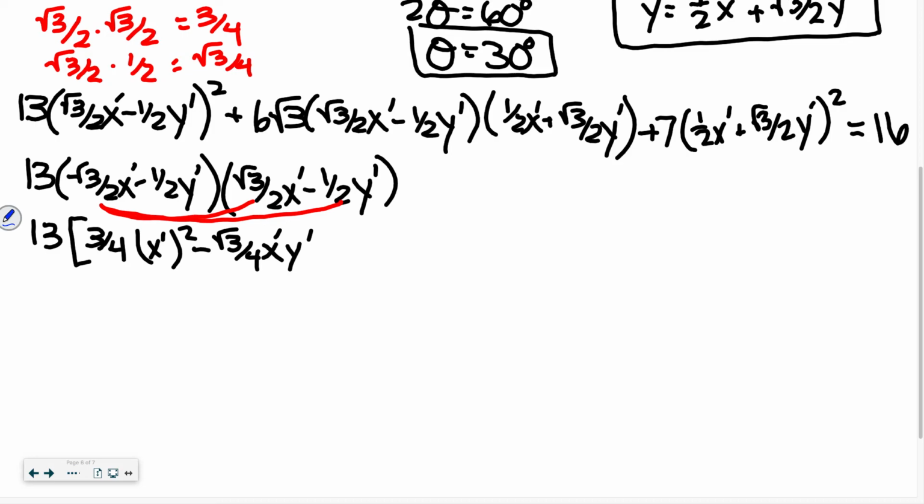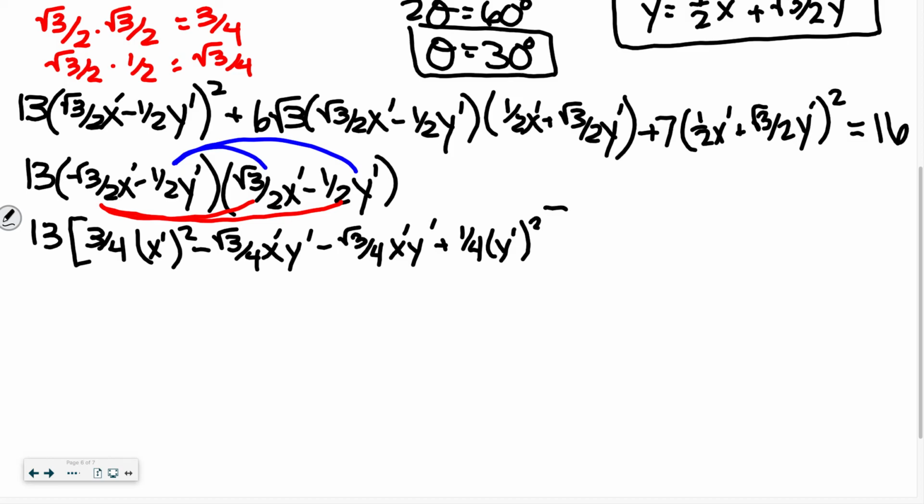And then I'm going to do negative 1/2 times square root 3 over 2 again. That's negative square root 3 over 4 x prime, y prime. And I got one more to go. Negative 1/2 times negative 1/2 is positive 1/4 y prime squared.